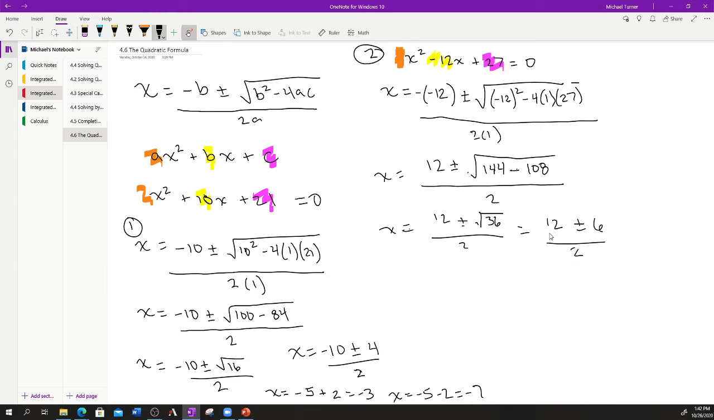Again, from here you could divide or split it. Because we divided first in the first example, let's say we split it in the second example. This would be 12 plus 6 over 2 and 12 minus 6 over 2. Simplify with the arithmetic, so 12 plus 6 is 18, divided by 2 is 9. 12 minus 6 is 6, divided by 2 is 3.